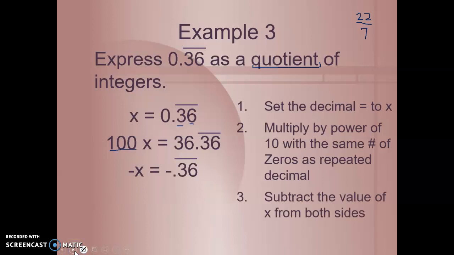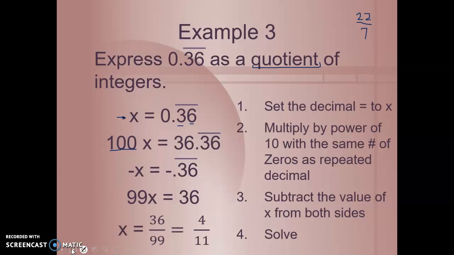We'll subtract the value of x from both sides. X is 0.36 repeating. We know that because of this step right here. And we get 99x equals 36. Solving for that, we get x equals 36 over 99, which simplifies to 4 over 11.